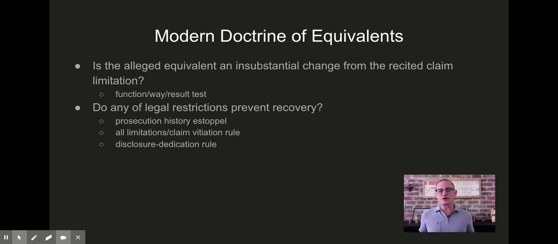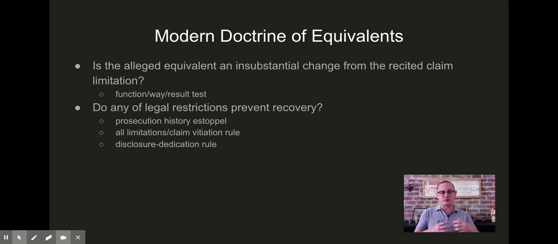Okay, so how do we go about determining whether the modern doctrine of equivalence ought to apply, right? Well, essentially you look at the alleged equivalent accused product and say, is the change insubstantial, right? What the courts have adopted was known as a function-way-result test. Essentially the idea is, is it accomplishing the same thing in the same way? Is it essentially doing the same thing without a substantial difference between the two? If so, then perhaps it's an equivalent and non-literally infringing.